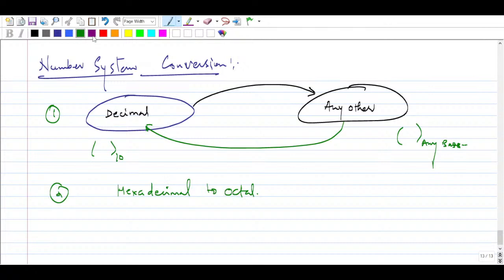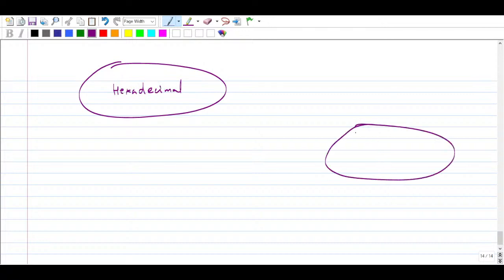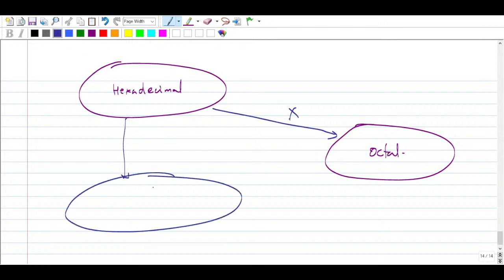So you can't directly convert from hexadecimal to octal. Remember, you have to go through some intermediate step. Suppose you have hexadecimal here, and you have to go to octal. You can't directly jump from here to here. You will have to go first: you have to convert the hexadecimal to binary. Then you can go like this.